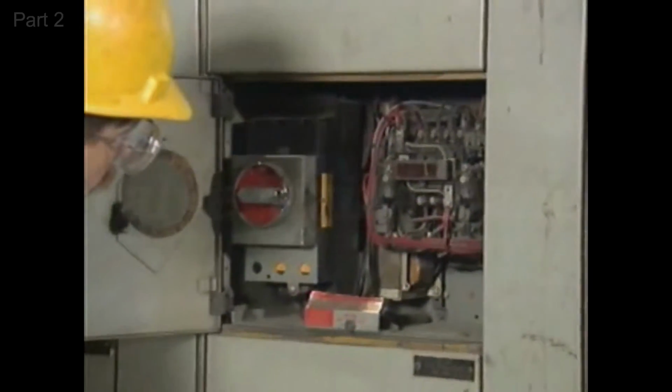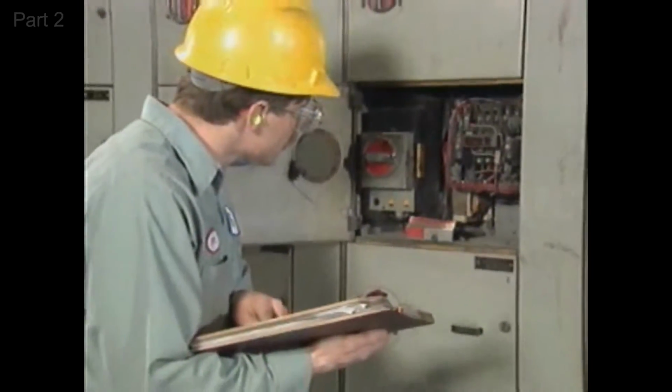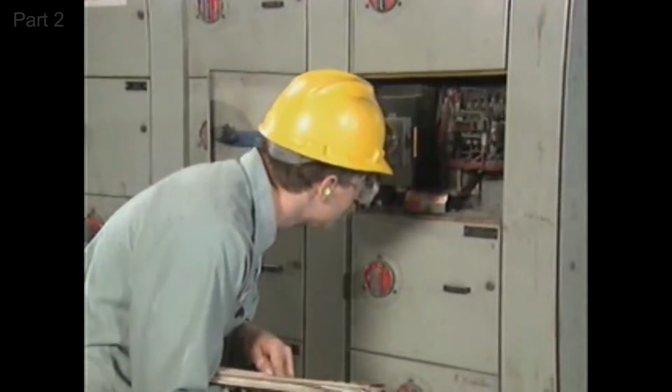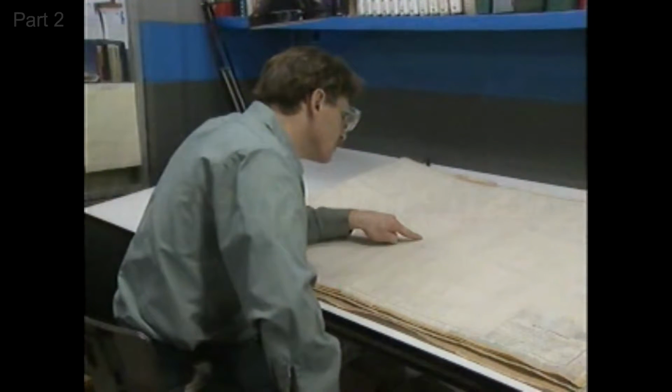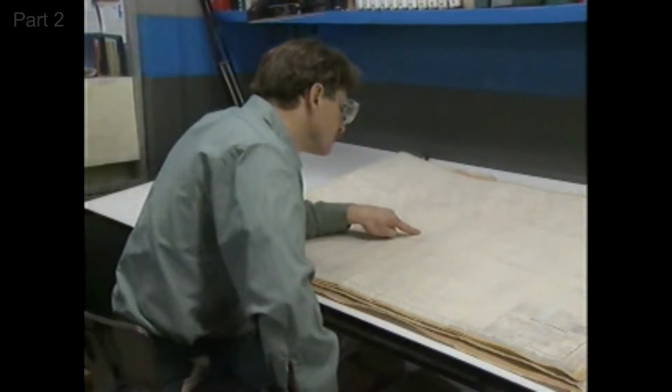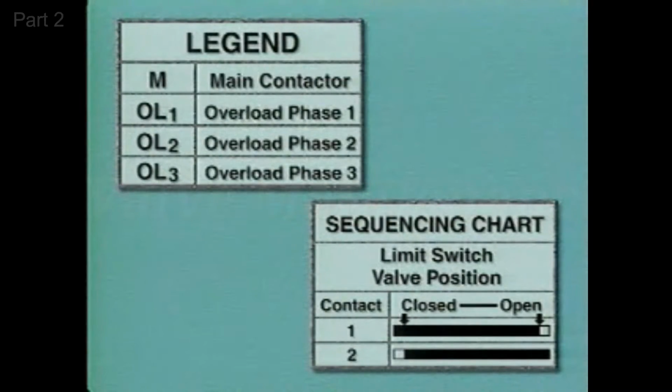In this part, we'll look at typical diagrams and charts that can be used to help maintain and troubleshoot AC motor controllers. Specifically, we'll look at examples of a schematic diagram and a wiring diagram. We'll also look at two types of charts, a legend and a sequencing chart.